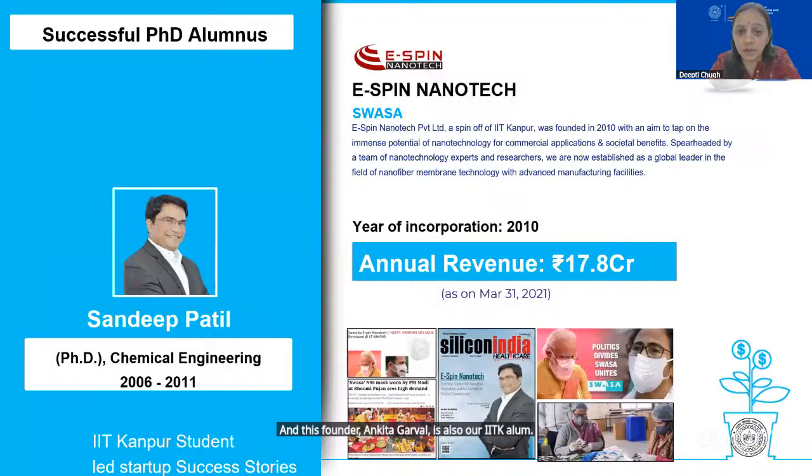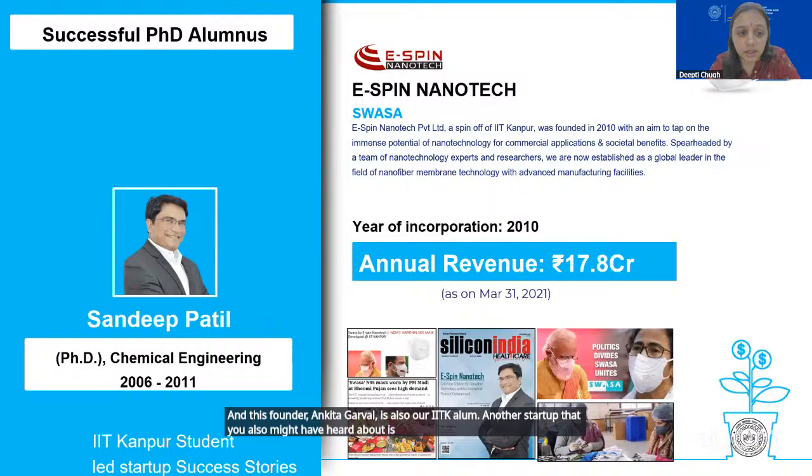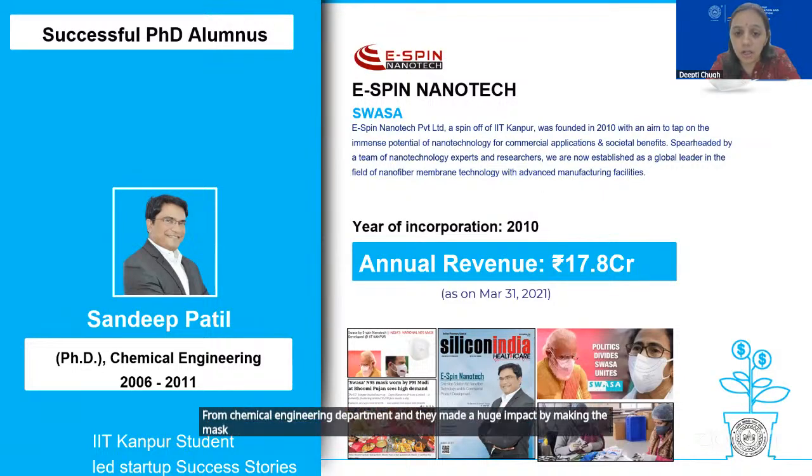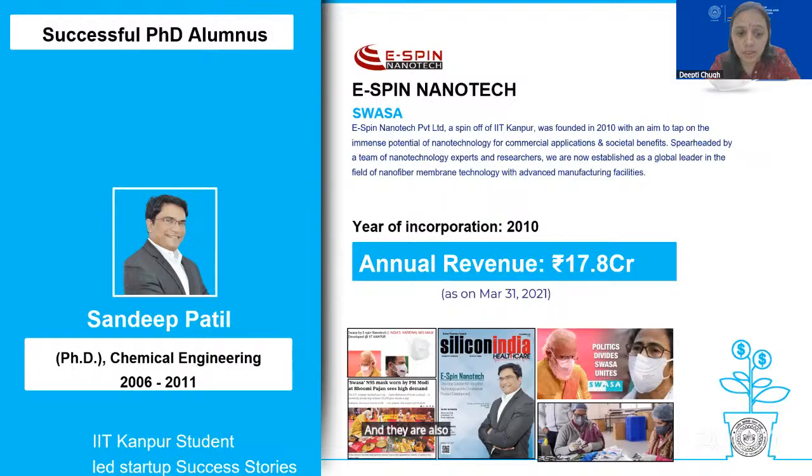Another startup that you might have heard about is eSpin Nanotech, which is also founded by one of our IITK students, Sandeep Patil, from the Chemical Engineering Department. And they made a huge impact by making the mask. You might all have used the mask during COVID time, Swasa. That was developed by this company, and they are also doing very well over these years.